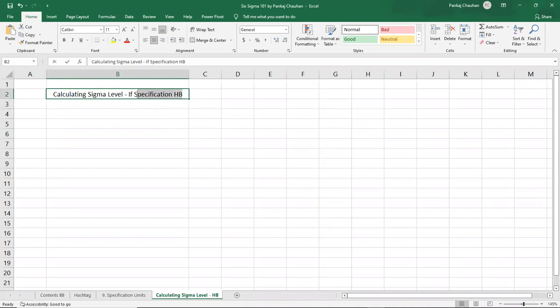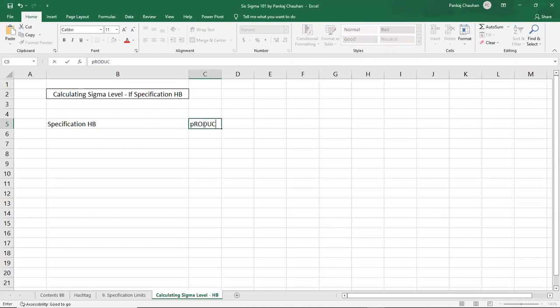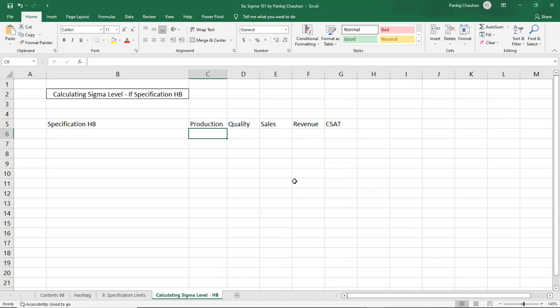I hope you remember in my last session, when I was explaining the specification, I explained three types of specification. Either the specification is higher is better, for example production, quality, sales, revenue, customer satisfaction, and many more. So these are where the specification is higher is better.